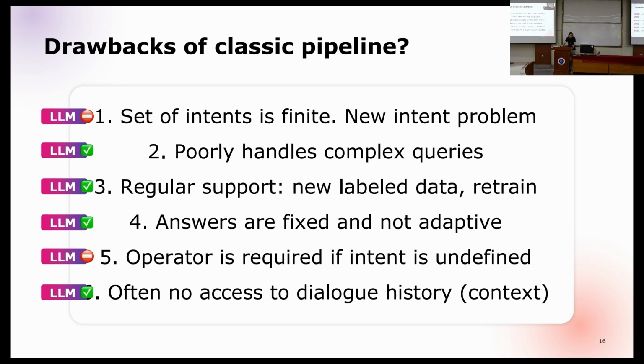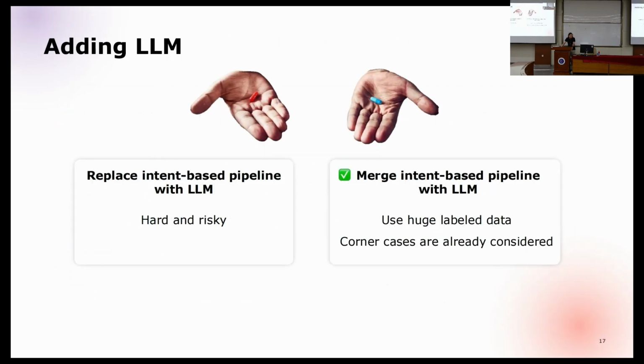LLMs don't need to be retrained every time. In practice, we almost do not need to label data for them, but some support is actually needed, in a different sense. Answers from an LLM are not fixed. They are adaptive: an LLM can adapt the answers to your client's questions. You still need an operator because an LLM can still answer some questions wrongly. And if we solve the problem of dialogue context access, LLMs are designed to work in dialogue. They understand context, and if you manage to properly pass the dialogue history to the LLM, it will take it into account.